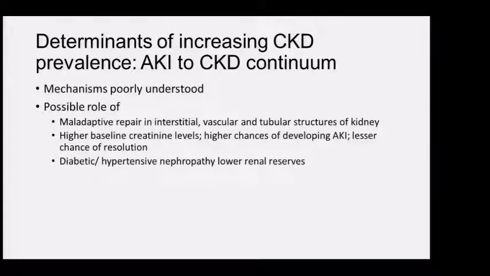The mechanisms behind the determinants of increasing CKD are poorly understood, but there is a possible role of maladaptive repair in the interstitial, vascular and tubular structures of the kidney. With higher baseline creatinine levels, there are higher chances of developing AKI and lesser chance of resolution. Along with that, there is a contribution of diabetic and hypertensive nephropathy, which lowers the renal reserves.